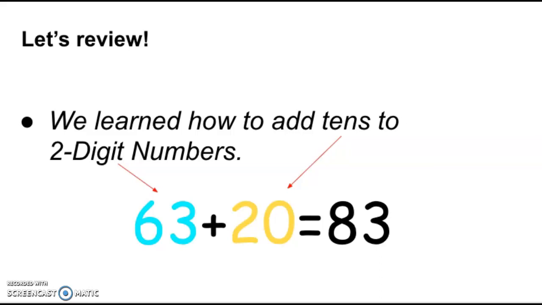Welcome back, mathematicians. Let's review what we've seen so far. We already learned how to add tens to two-digit numbers. We had a two-digit number like 63, and we added, in this case, two tens. That makes 20, and we found out that that was 83.